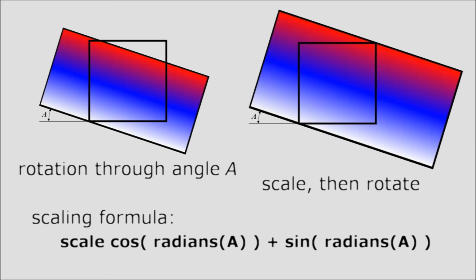Looks a little complicated. It's the cosine of an angle in radians plus the sine of the angle in radians. Now remember, we actually rotated it through an angle of negative 20 degrees, but the a that you use in this formula would be 20. And let's go back to the program and try that out.